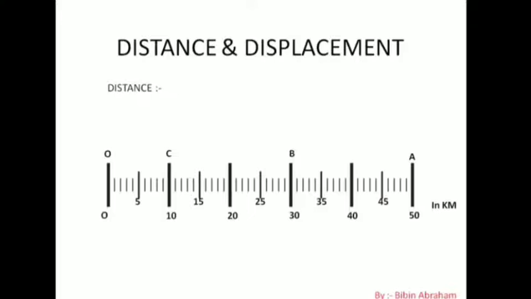Now here I have Ramu. You can see O, C, B, A, these are the marking points, right? Now Ramu wants to go from O to C. There are a lot of ways by which he can do that. So Ramu decides that he will first go to point A and then he will come back to point C. Ramu first went from point O to point A, then he came back from point A to point C, and finally he reached point C, right? So my first question is, what is the distance traveled by Ramu?